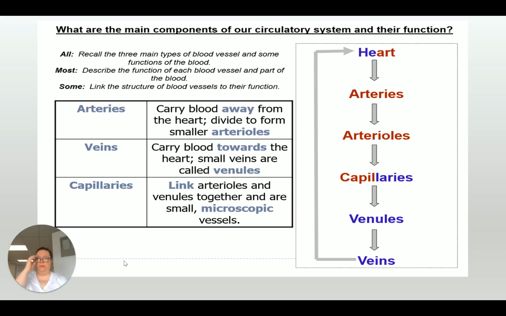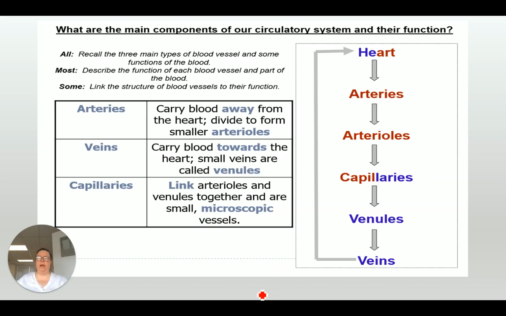And if we were to follow a red blood cell around the heart, when it gets pumped out of the heart, it's going to go into an artery. And then small arteries are called arterioles. Now this word comes up in higher, generally doesn't come up in foundation. Then we get pumped to capillaries, and then all those tiny capillaries come back together into small veins, if you like, called venules, and then back into the big veins, and then back to the heart again.